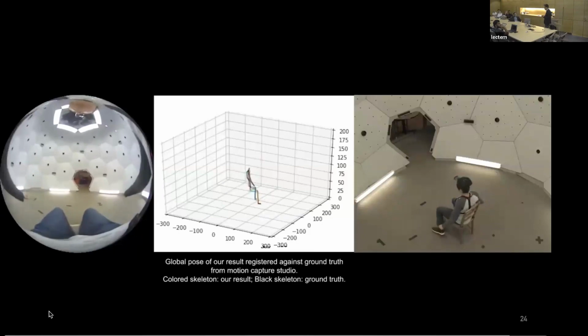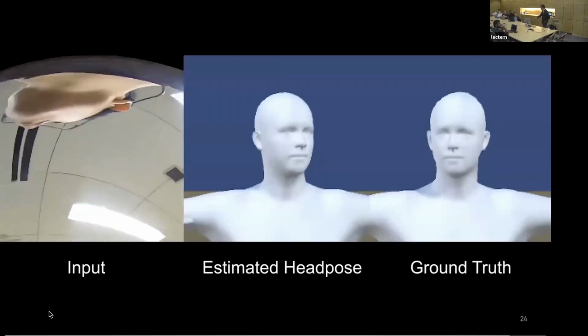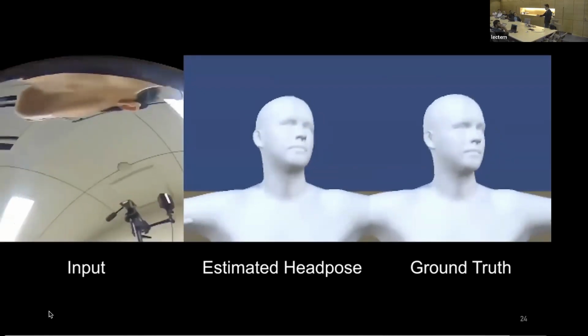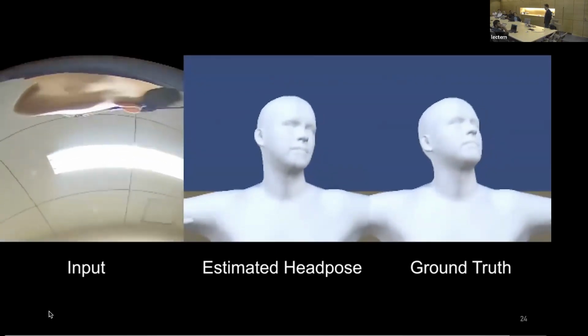As a collaboration between our university and Carnegie Mellon University, we use Carnegie Mellon University's Panoptic Studio to get the ground truth. Head pose net estimates the user's head pose from a lower face image captured by the chest-mounted camera.